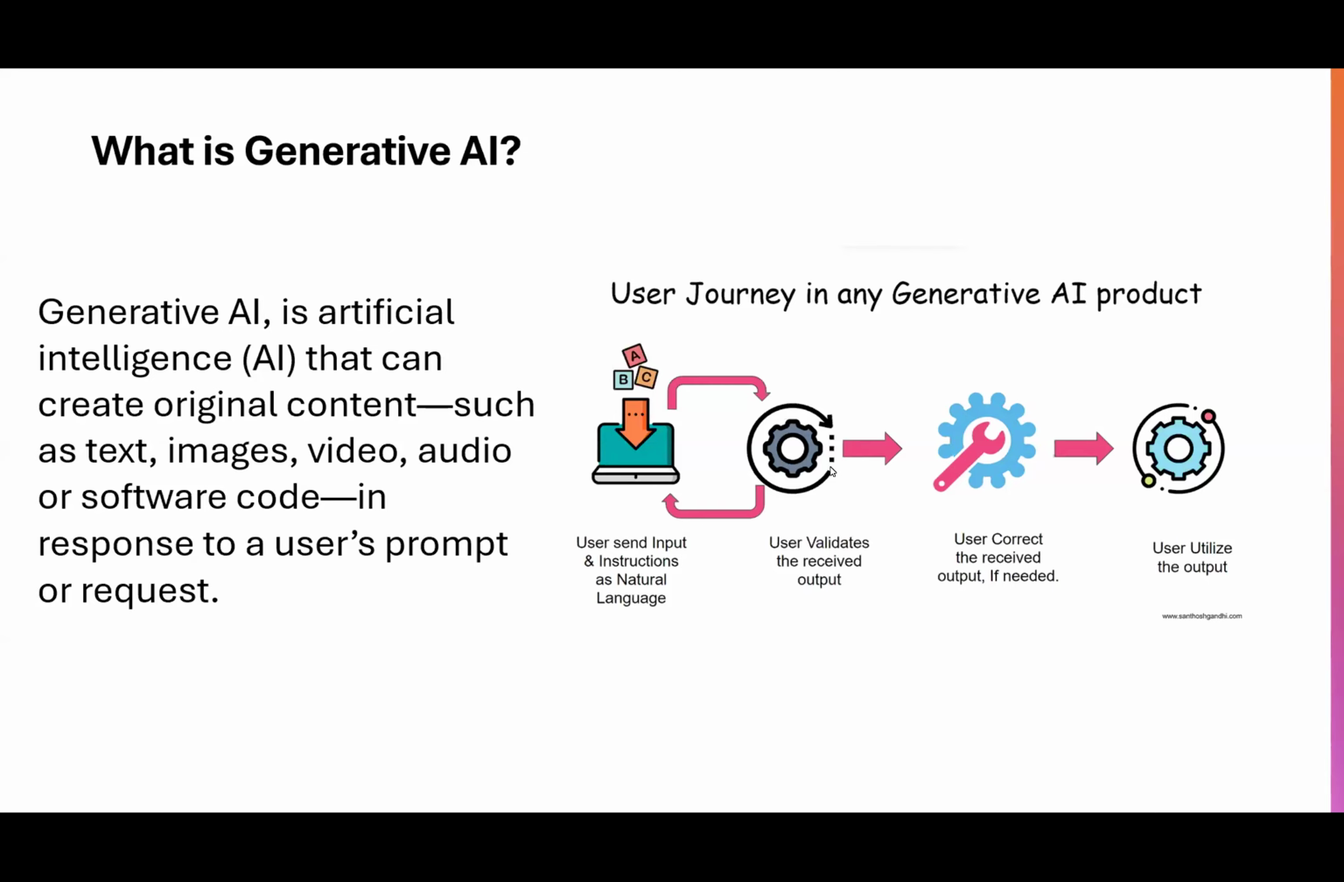Here, as we can see, is the user journey when you use any generative AI tool. First, the user writes the prompt, sending input or instructions in natural language. Then the user validates the output received from the tool. After that, the user corrects the output if needed. After that, the user utilizes the output from this tool.